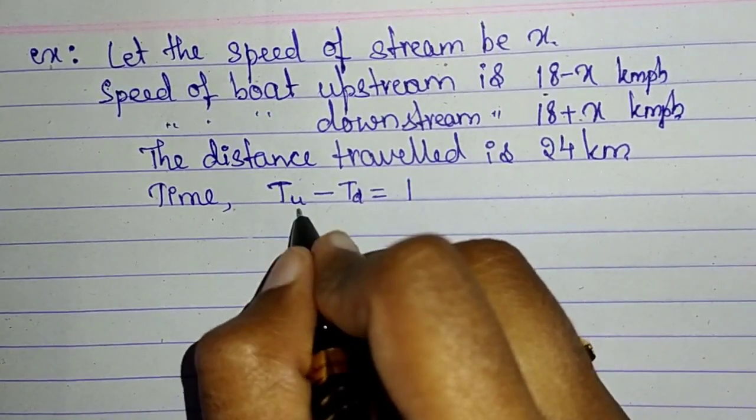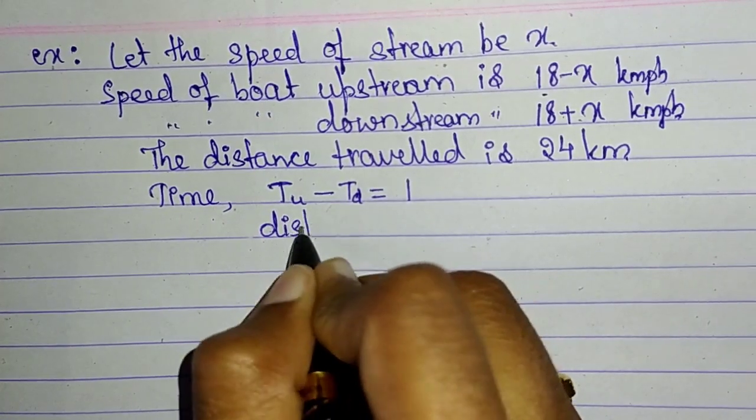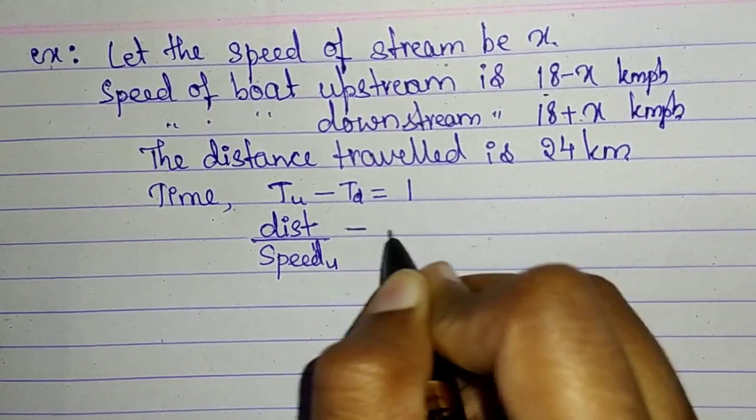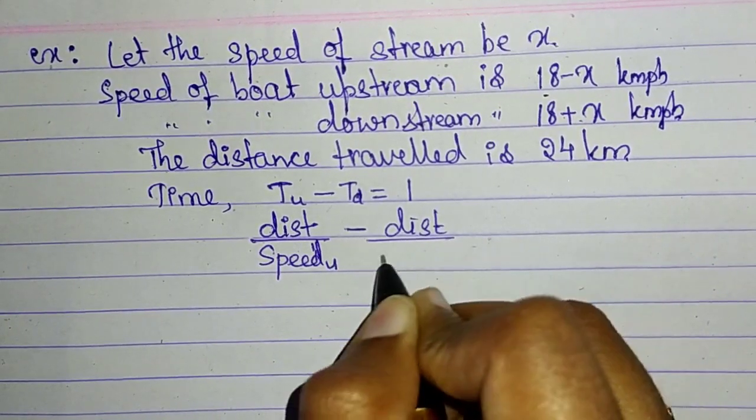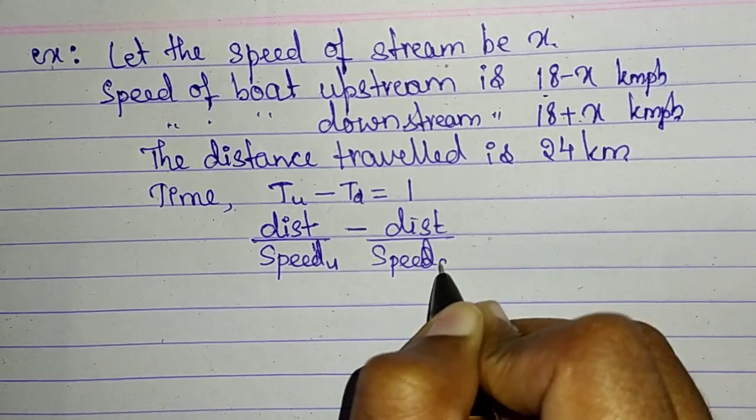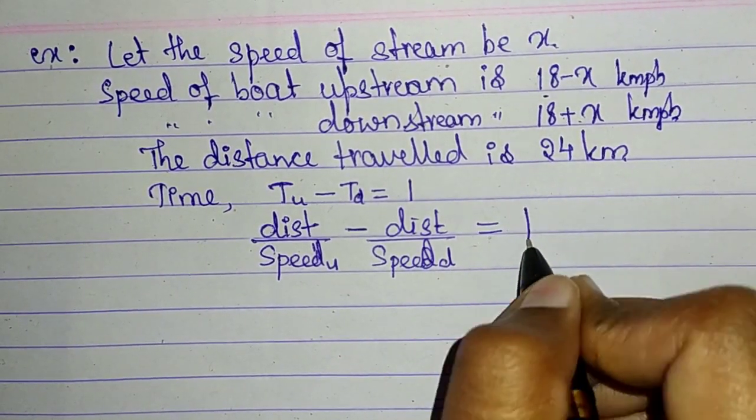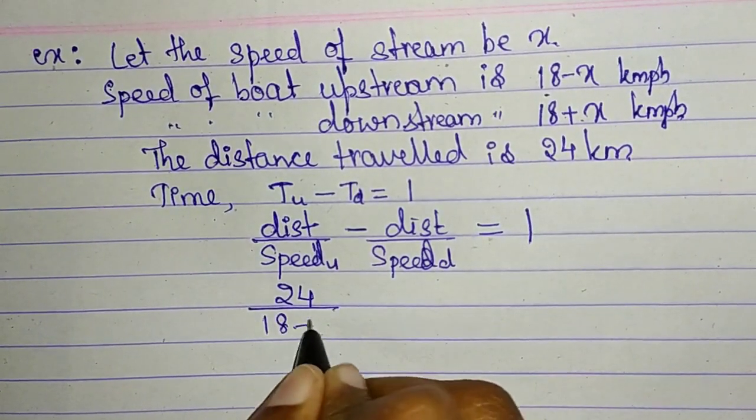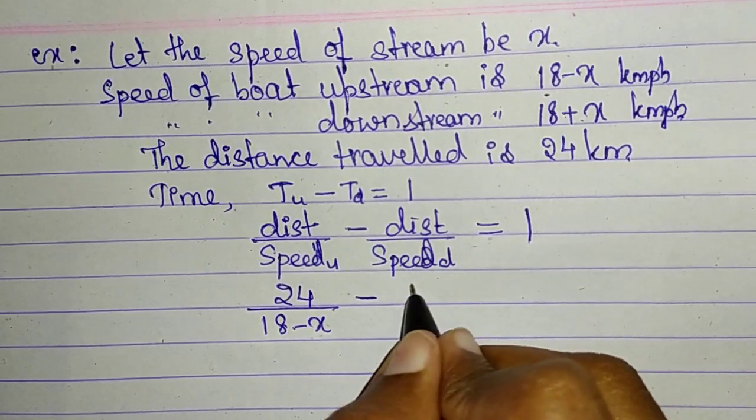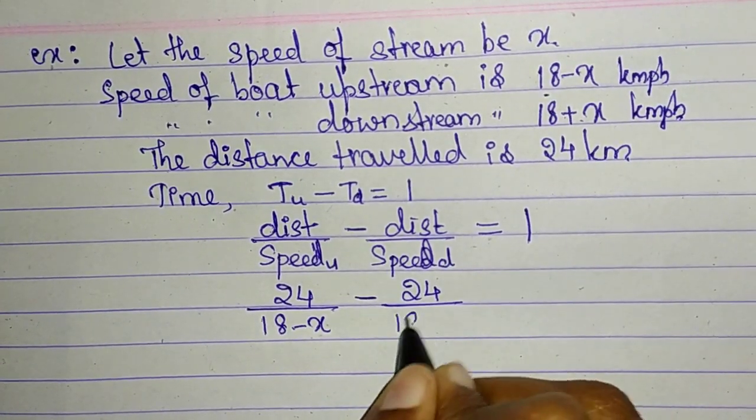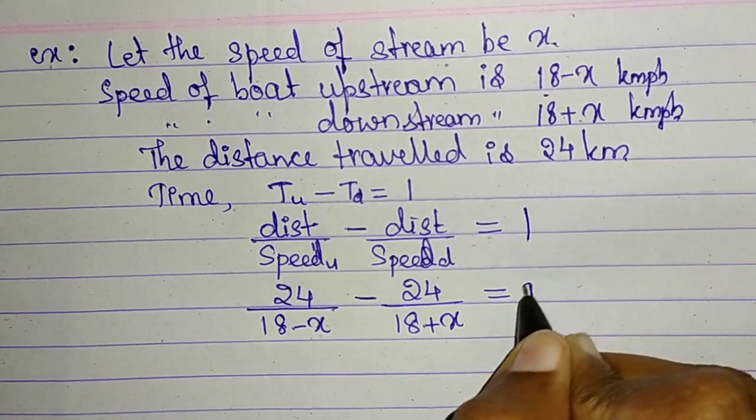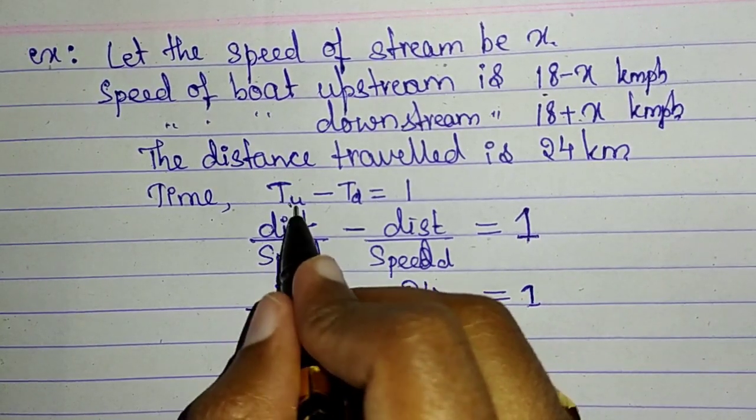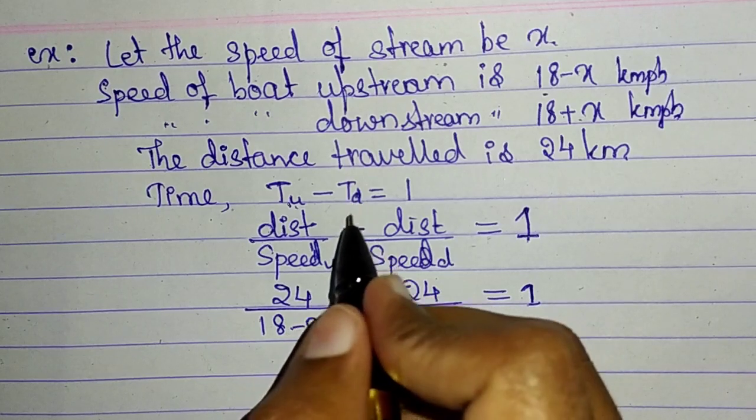So time taken to travel upstream is distance by speed upstream, minus the same distance by speed downstream, which is equal to 1. So distance is 24, speed upstream is 18 minus x, minus distance is once again 24 and speed downstream is 18 plus x, which is equal to 1. As the speed increases, the time taken decreases. That is why time taken upstream is always greater than time taken to travel downstream.